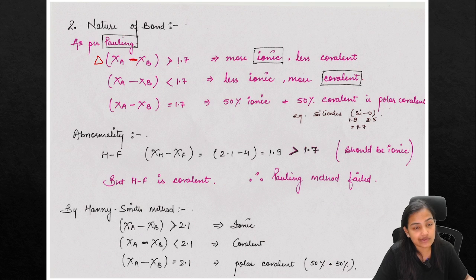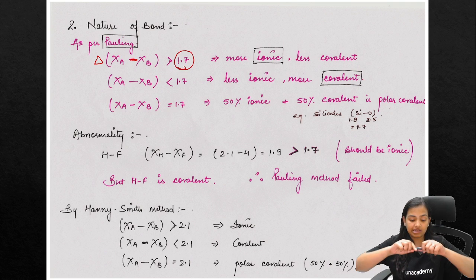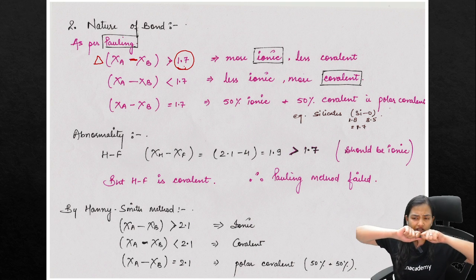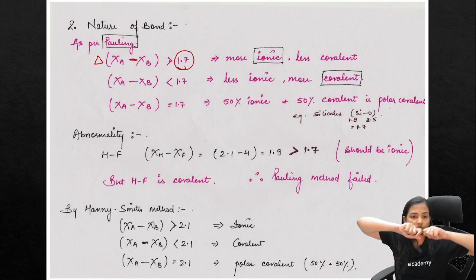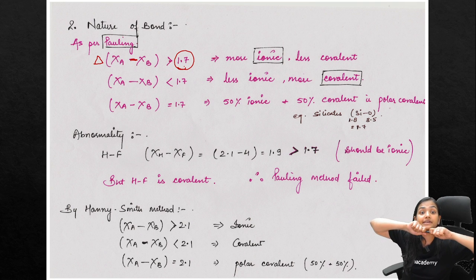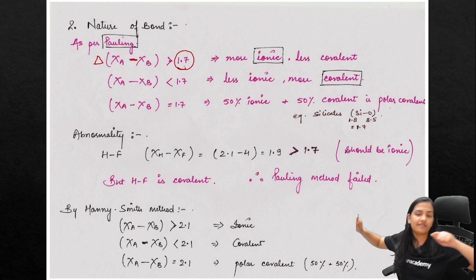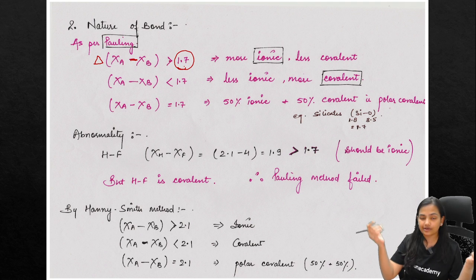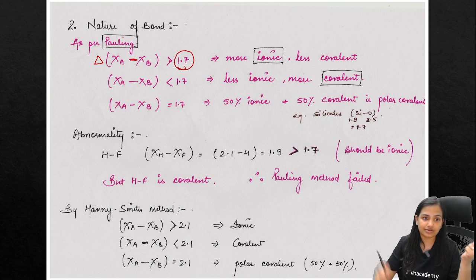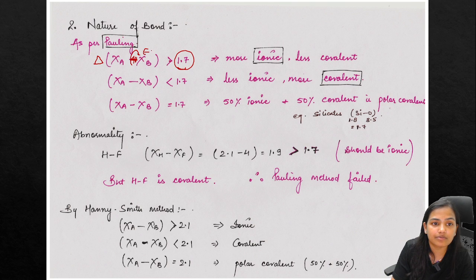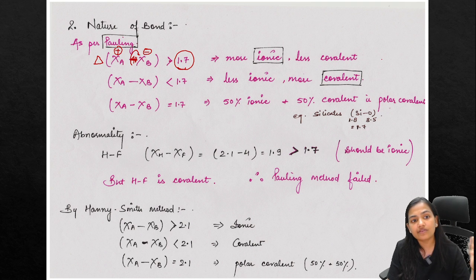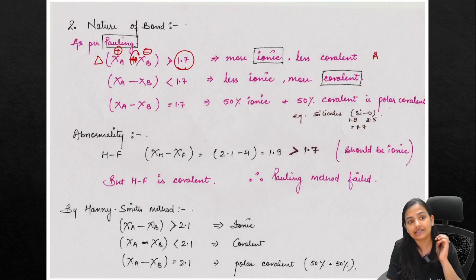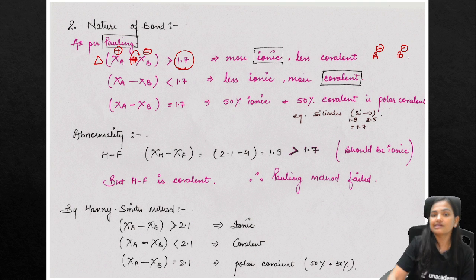in the electronegativity values, if this comes out to be greater than 1.7, it means there is a much difference between A and B. A is very small, B is very large and very electronegative, and the difference is greater than 1.7. Then B will pull the shared pair of electrons and the bond will be broken. If B is more powerful, then this will become negative and this will become positive. So the bond will be broken completely, and therefore we can say that the bond is ionic.